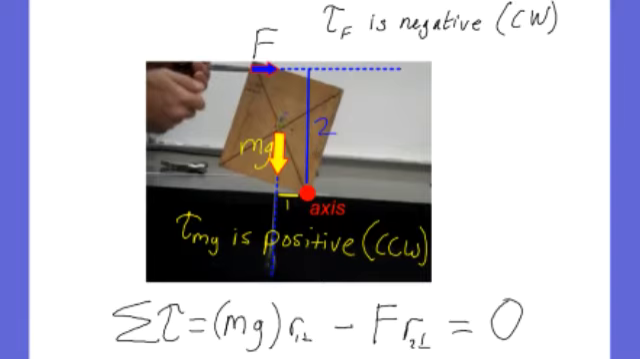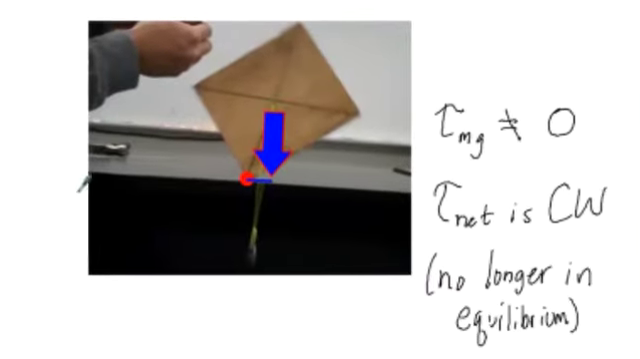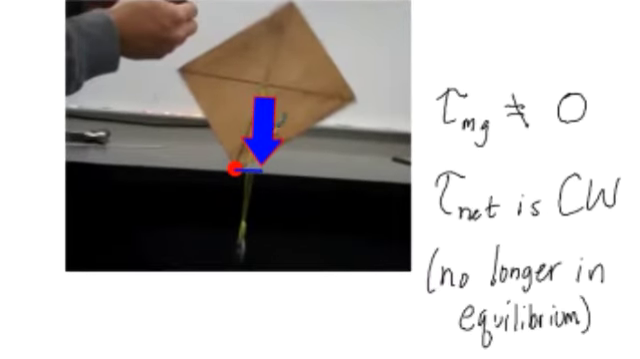And because the block is not rotating, I know that those torques add to 0. One is positive, one is negative. They're equal and opposite. They add to 0. However, if I push the block far enough, now the weight is on the other side of the support point, on the other side of the axis of rotation. I've stopped pushing on the block up here, but the weight is producing now a clockwise torque, and that causes the block to tip over.